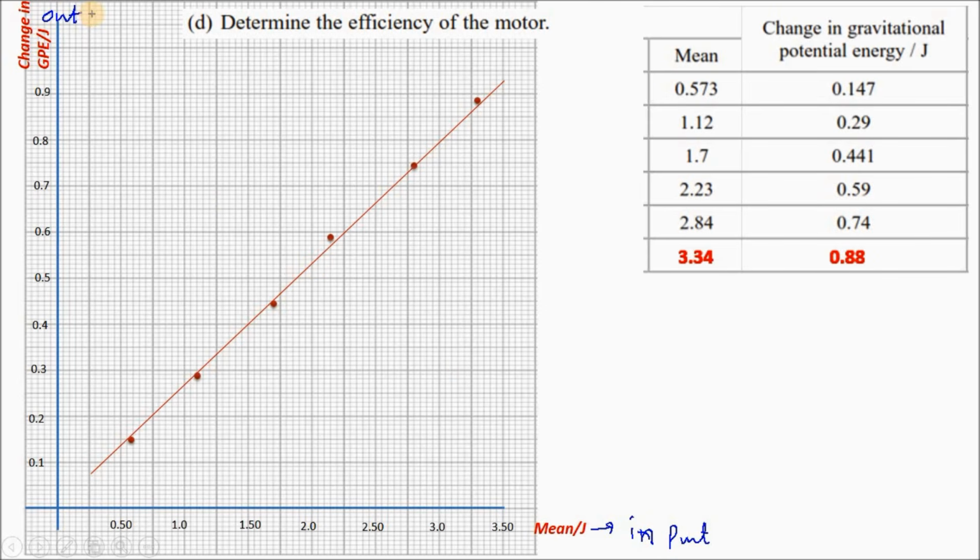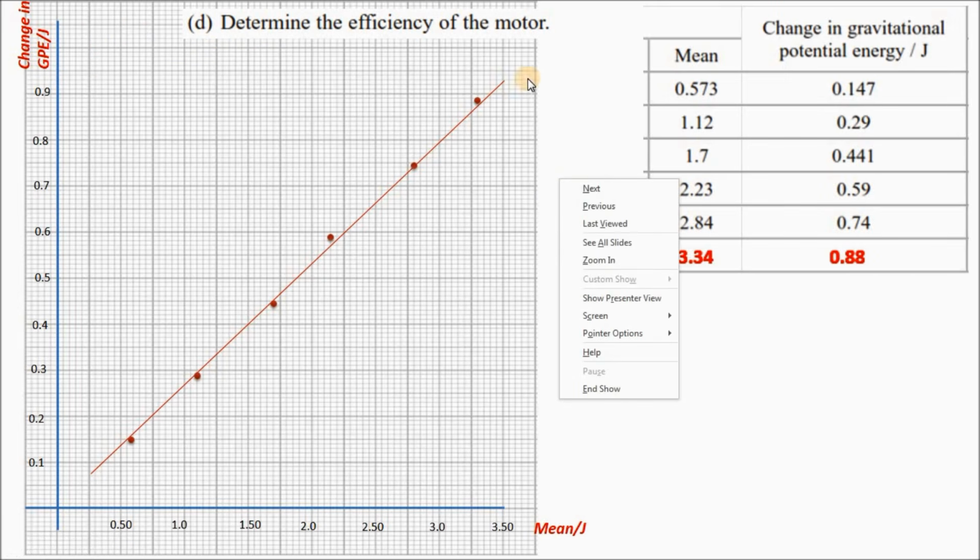And if you recall the efficiency definition, output divided by input gives you efficiency. That means you just need to find the gradient of the line. If you find the gradient, this gradient will be the efficiency of the motor. So to find the gradient, of course, we are going to choose 2 points to draw a triangle as big as possible. So these are the 2 points you can choose on this line anywhere.